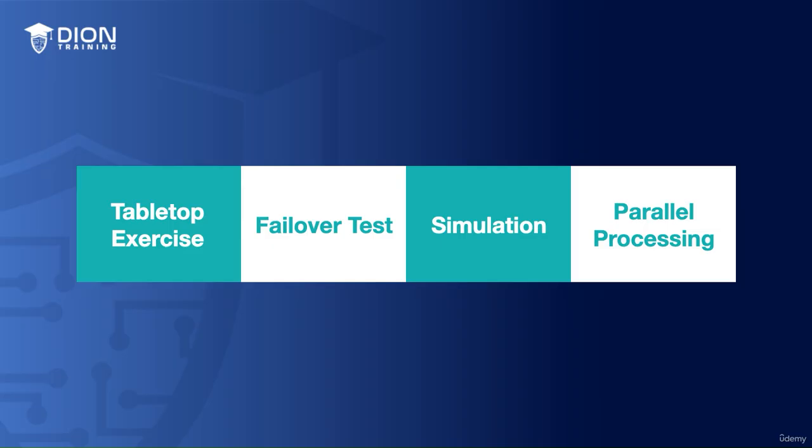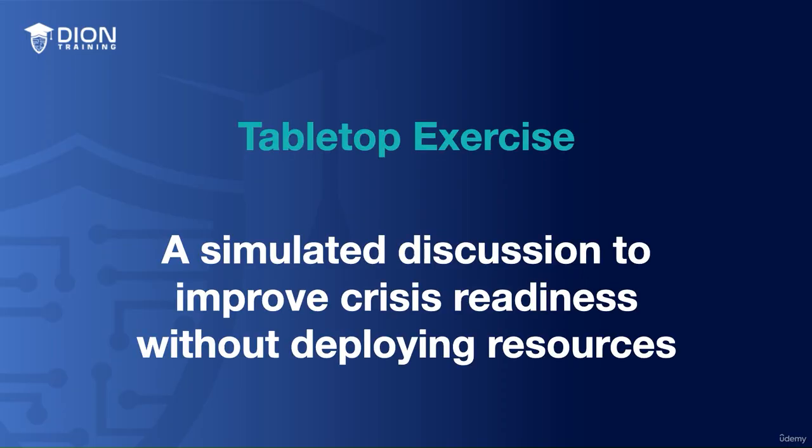These tests can occur using either a tabletop exercise, a failover test, a simulation, or parallel processing to determine how your organization can survive a potentially disruptive event like a power loss, a natural disaster, a ransomware attack, or even a data breach. Now, first, we need to talk about tabletop exercises. A tabletop exercise is a simulated scenario-based discussion among your key stakeholders to assess and improve an organization's preparedness and response to a specific emergency or crisis situation without the need for the actual deployment of its resources.